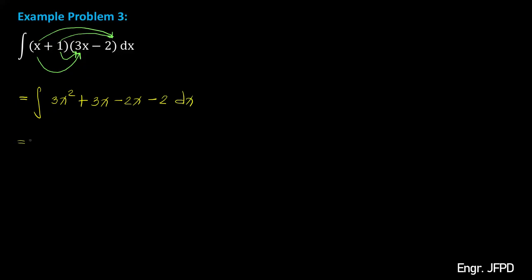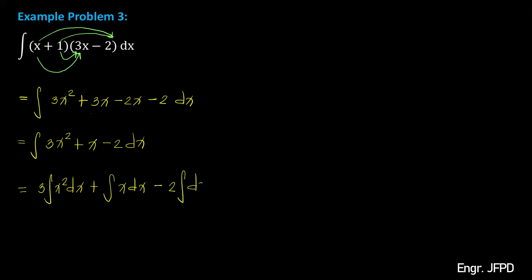Let's simplify this equation further by combining similar terms, wherein this is the variable x, and this is equal now to 3x squared, 3x minus 2x is plus x, then minus 2 dx. For the integral of 3x squared plus x minus 2 dx, this is equal to 3 multiplied by the integral of x squared dx plus the integral of x dx, then minus, for the integral of 2 dx, we can write it as 2 times the integral of dx.